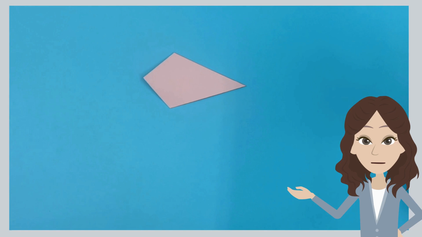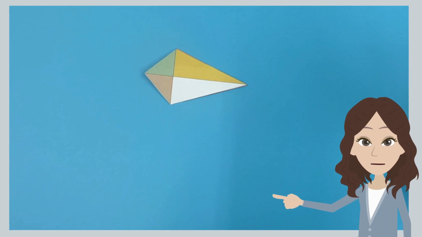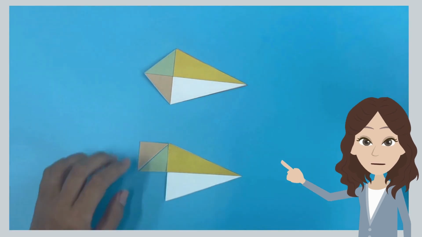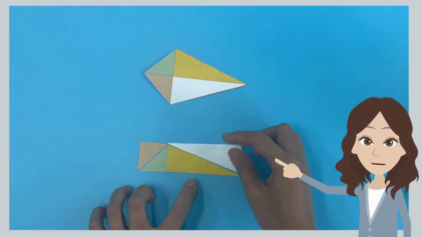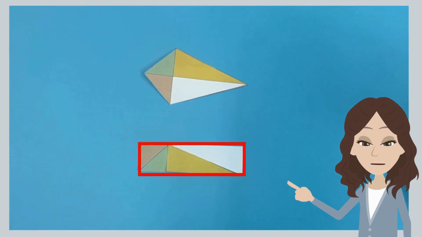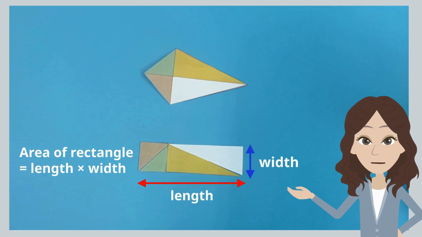It is a kite. How do we find the area of a kite? We can divide the kite into 4 triangles like this. Then, we can rearrange the pieces. We have formed a rectangle again. We know that the area of a rectangle is equal to its length times its width.